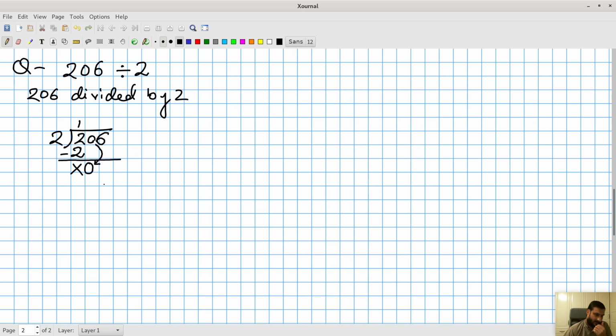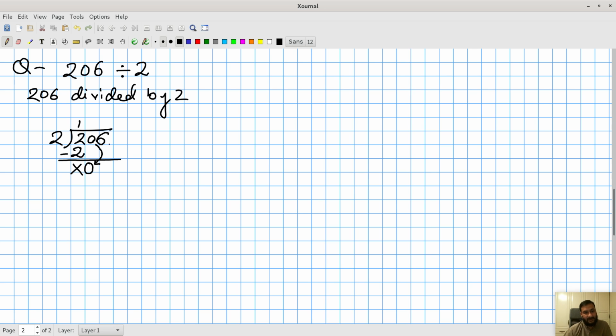Even though 0 can be divided by any number, 2 zeros are 0, 3 zeros are 0, 4 zeros are 0, 1 million multiplied by 0 is 0. But that's not the point here. The point is the rule says this number should be equivalent or greater than the divisor, which it's not. And it has already completed its turn. It has failed to satisfy the condition.